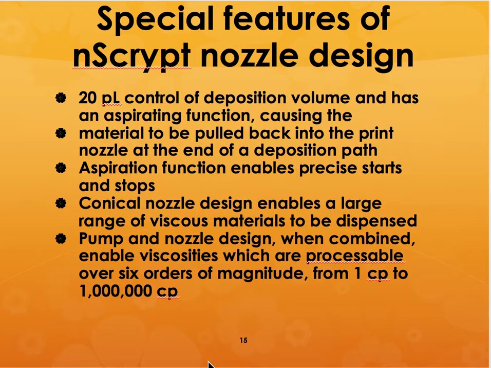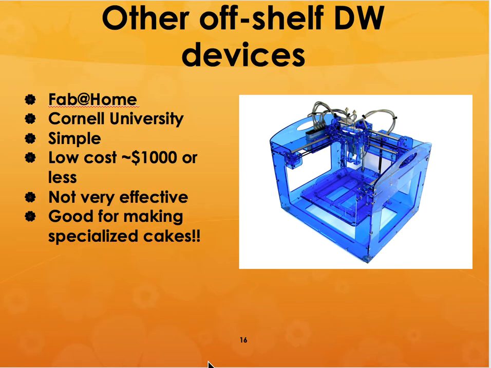So when the material is dispensed, after it is dispensed, it is not going to have any kind of shrinkage or slumping. The other off-the-shelf direct write is the first one, Fab at Home. It's low cost, but it is not very effective for making very fine features and materials. It can be used for making specialized cakes and things like that, but it is not very good for making actual components itself.